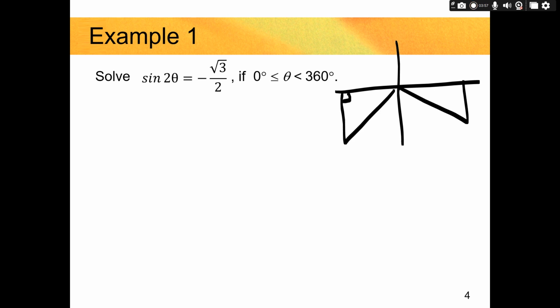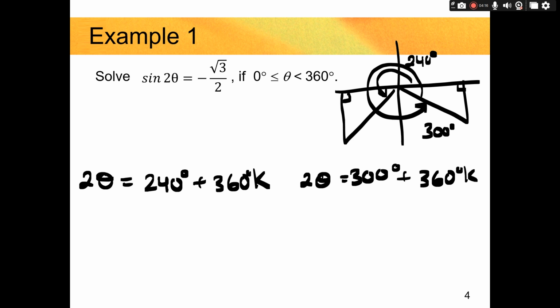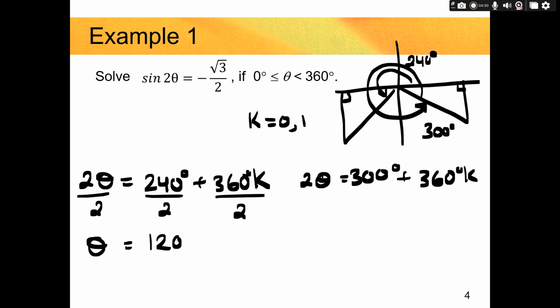You're going to look at something like this, and if you go over here, that's 240. Go around, it's 300. Perfect. So let's set it up here. 2 theta is equal to 240 plus 360k. The other one would be 2 theta is equal to 300 plus 360k. And then we do exactly what we did on the board. We divide by 2, and we're going to use k equal to 0 and 1, so 2 revolutions around the unit circle. That equation gives us all of them.